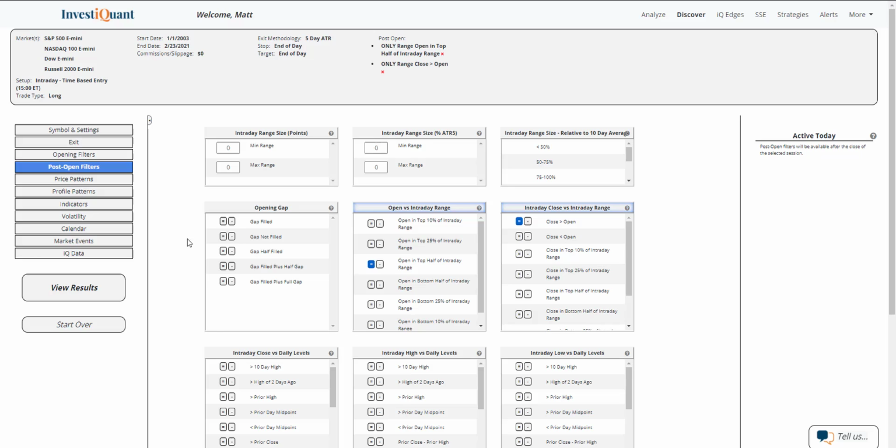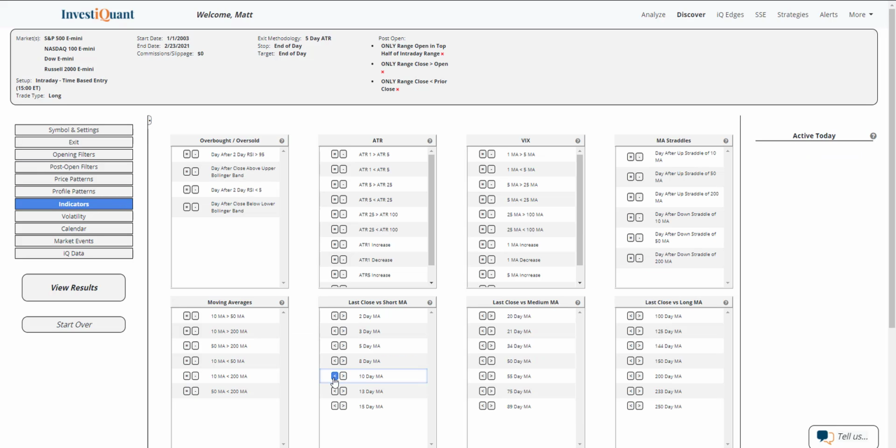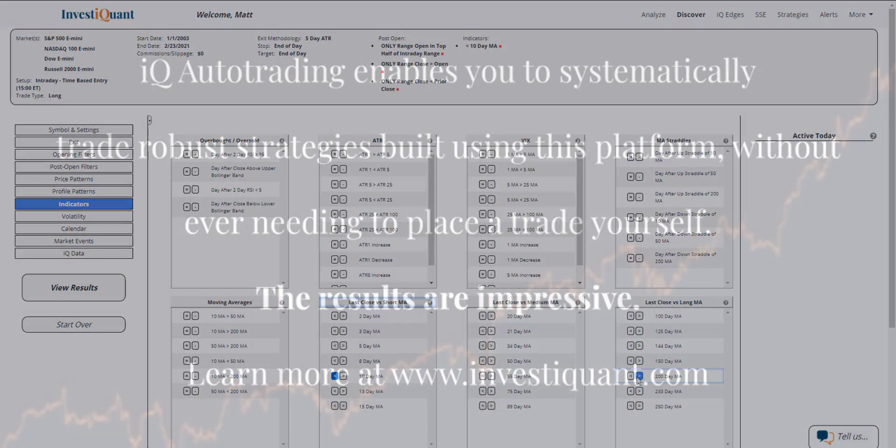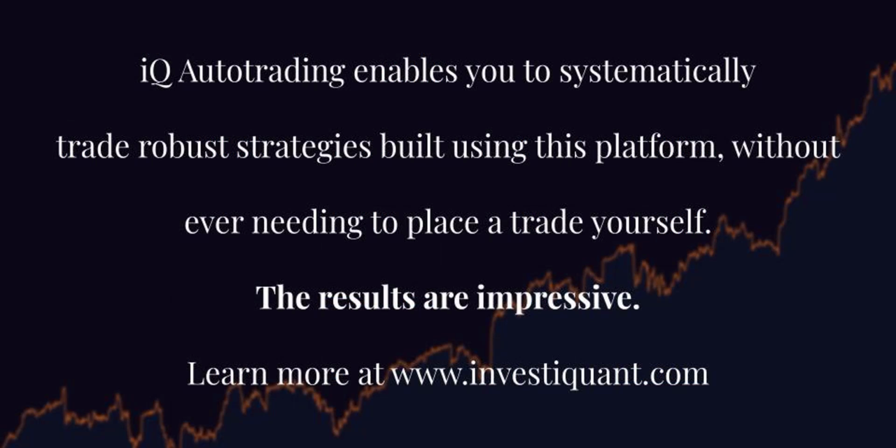So I'm going to say we're currently trading below yesterday's close, and I'm going to do that in the intraday close versus daily levels. I'm just going to scroll down and hit equals next to under prior close. So that means the 3 p.m. price is below yesterday's close, but it is above the open, and the open was in the top half of the intraday range. So that's the price action that we're seeing there. Lastly, I'm going to put it in a similar market environment where we are below a 10-day simple moving average, but above a 200-day simple moving average. Now I'm going to hit view results.